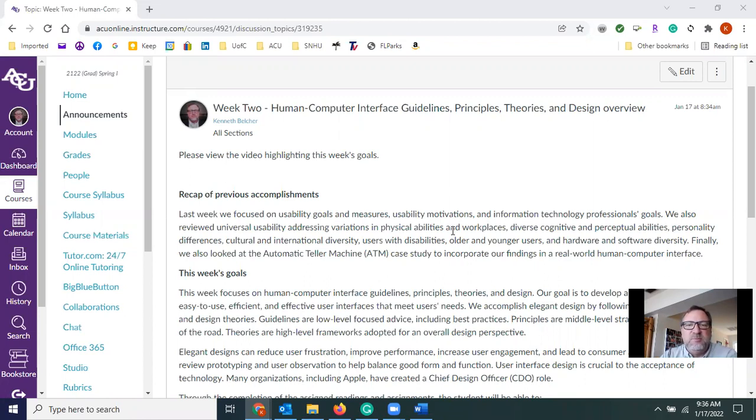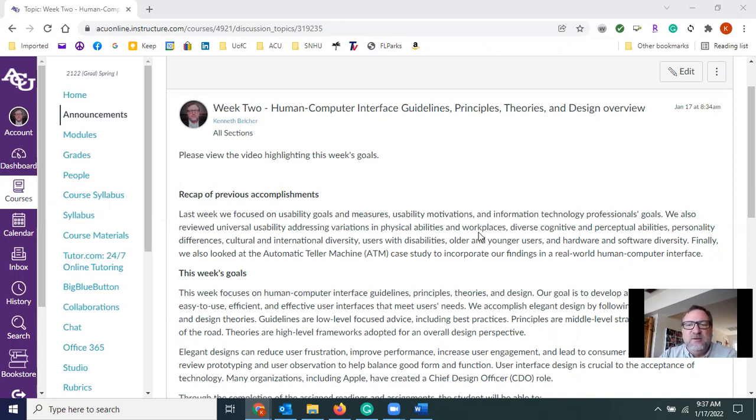Just remember, last week we went over usability goals and measures, usability motivations, and IT professional goals. We looked a little bit at universal usability, addressing the variations in physical abilities in the workplace, diverse cognitive and perceptual abilities, personality differences, culture and international diversity, users with disabilities, older and younger users, hardware and software diversity, and then finally we started looking at the ATM machine to look at a real world human computer interface.